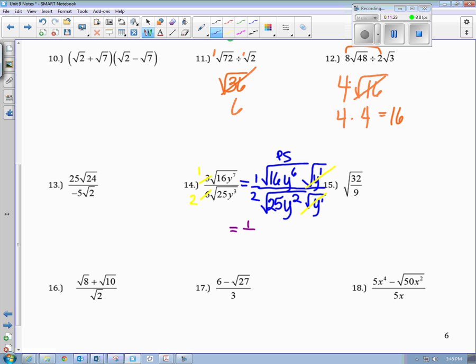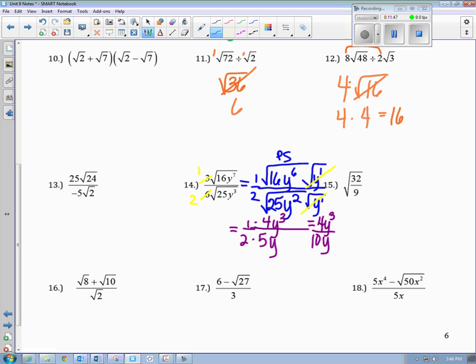So I have a 1 on the top, a 2 on the bottom. Square root of 16 is 4. Square root of y to the 6th is y to the 3rd. On the bottom, square root of 25 is 5. Square root of y squared is y. So for my final answer on this one, I have 4y to the third over 10y.